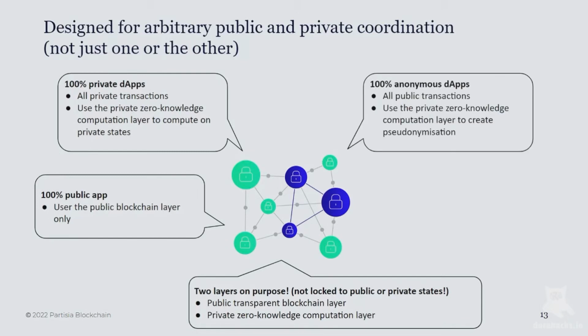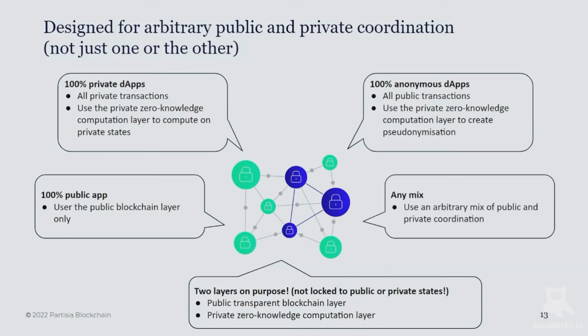Maybe you want to create anonymous applications where the transactions are public, but the zero-knowledge computation can be used to keep people or their data anonymous. Or maybe you want to mix and match, where you keep some information private forever. You reveal some information after some time, and you can perform any computation to actually reveal what you wish when you wish to.